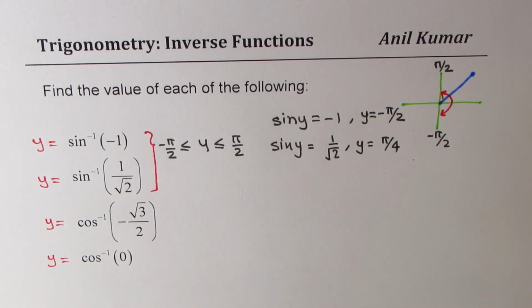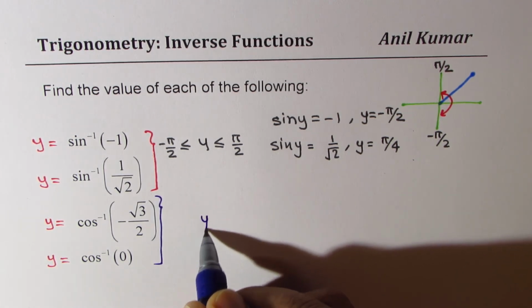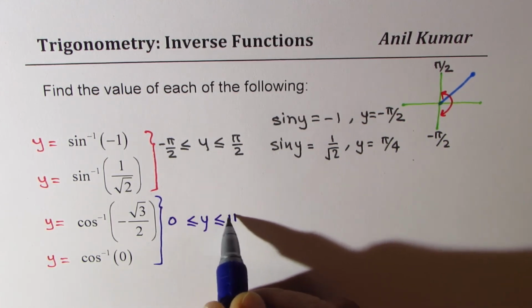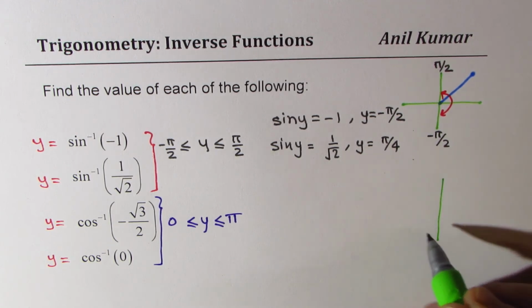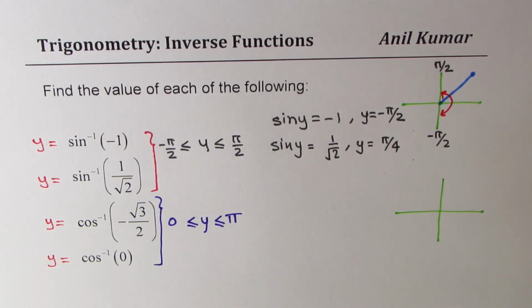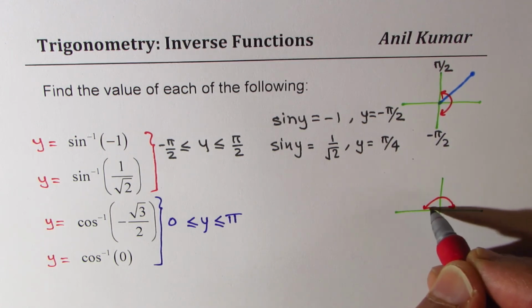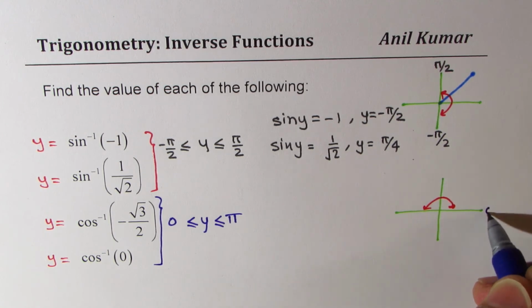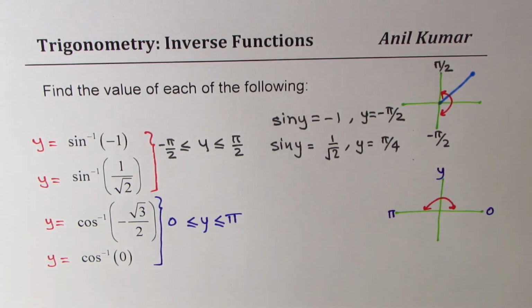Now, a similar approach I'm going to take for the cosine function, where we know that the y value is between 0 to pi, correct? So getting back to the quadrants, we are actually looking for the solution which is within this, correct? So that is what we're trying to say. It is between 0 to pi. This is the y value we are looking for, correct?